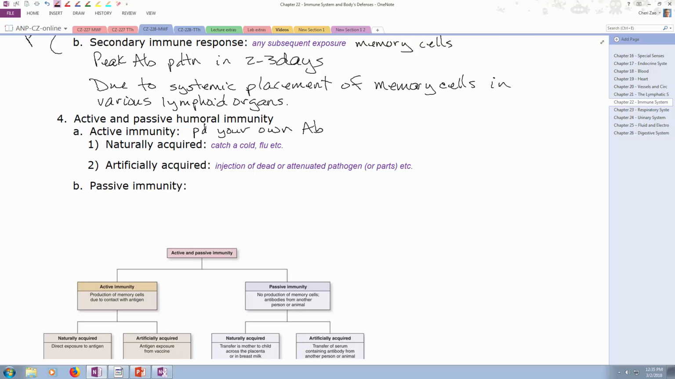Okay. Artificially acquired. That's where we inject dead or attenuated pathogens or their parts into you. Attenuated means weakened, can't really hurt you. And we call this immunization or vaccine.